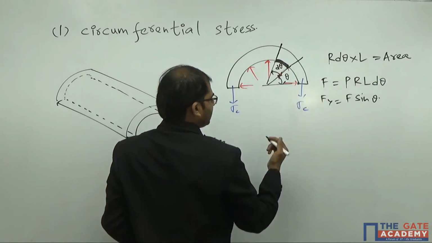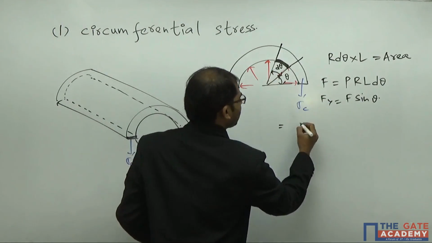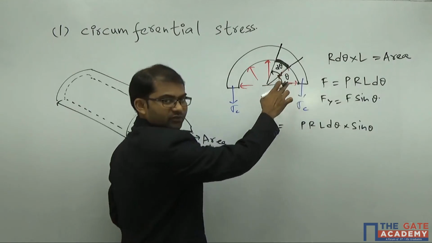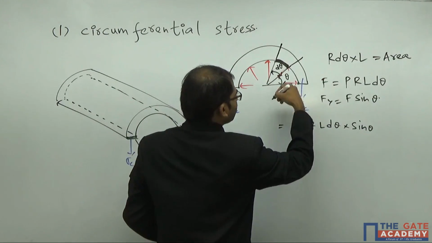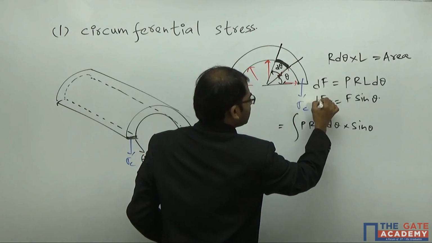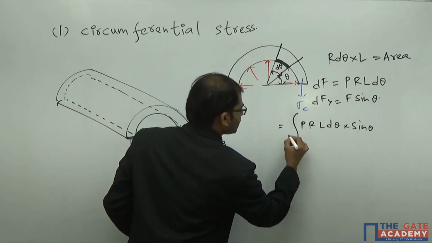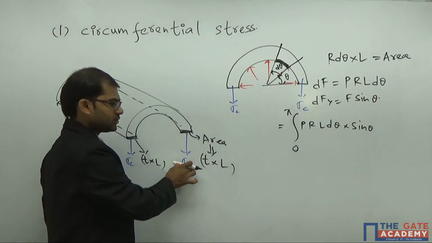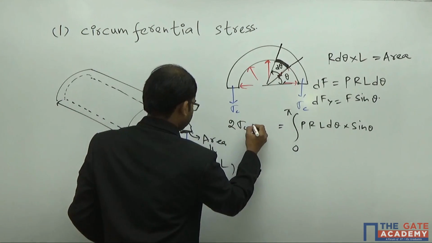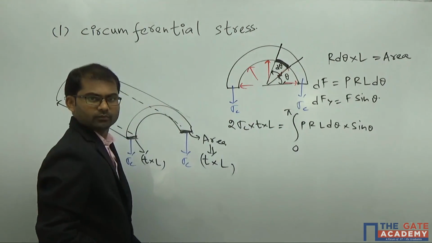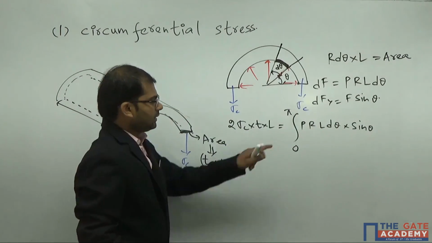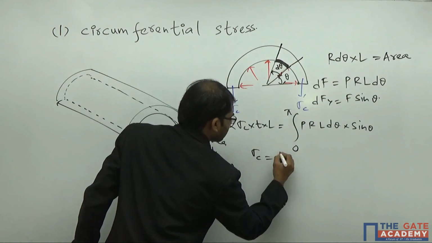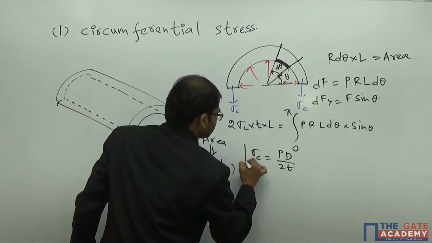If you take this vertical force in the upward direction, this will come as P R L d theta into sin theta. This is a differential force here, so this must be integrated, taking it as dFy and dF here. So integrate from 0 to pi, that is 180 degrees. This upward force must be equal to the force corresponding to sigma c, that is 2 sigma c into t into L. If you do the whole integration and substitute radius in terms of diameter, that's d by 2, finally you're going to get sigma c equal to P d by 2 into thickness.